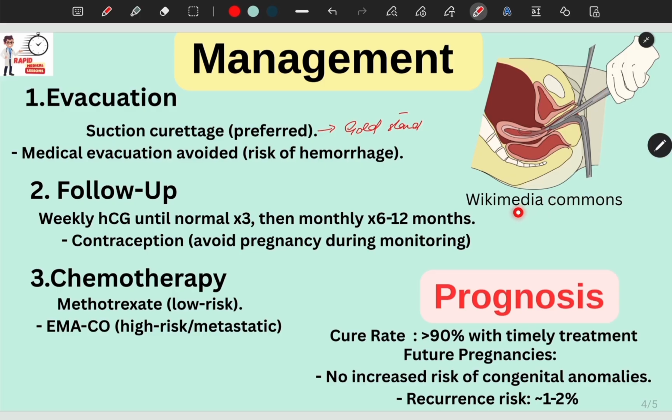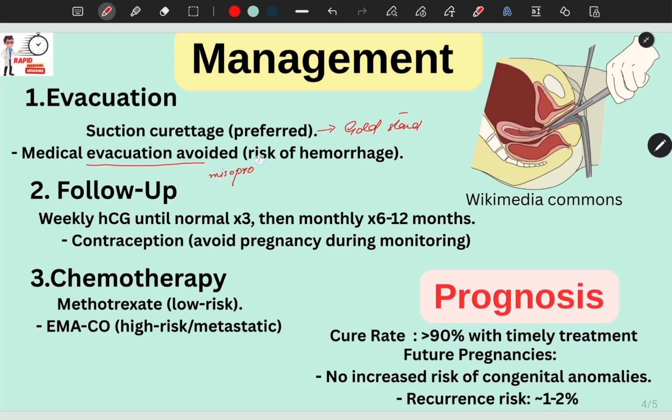You have to avoid medical management because it can increase the risk of hemorrhage. The patient is already suffering from heavy bleeding. What does misoprostol do? It is used to induce miscarriage.